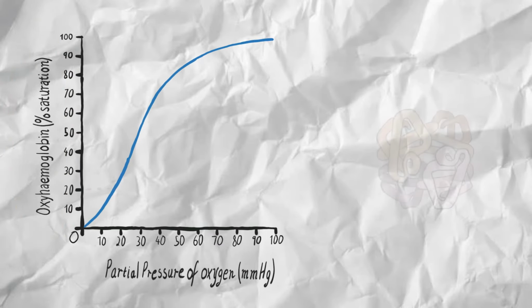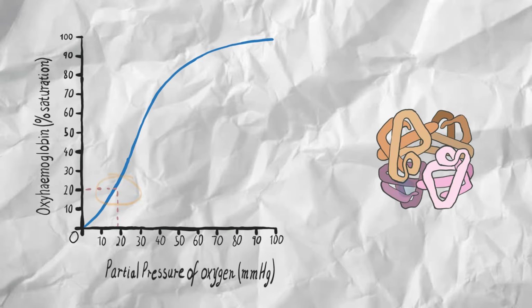So in this graph, along the x-axis, we have the partial pressure of oxygen, or that is the amount of oxygen that is dissolved within the blood, and along the y-axis, we have the amount of oxygen that is bound to hemoglobin and thus forms oxyhemoglobin. So at the base of the curve, when the partial pressure of oxygen is low, there is little binding of oxygen to hemoglobin. But as the partial pressure of oxygen increases, so too does the formation of oxyhemoglobin.